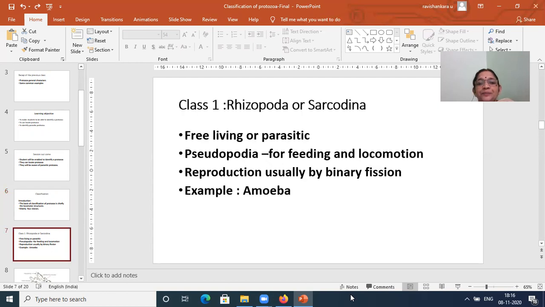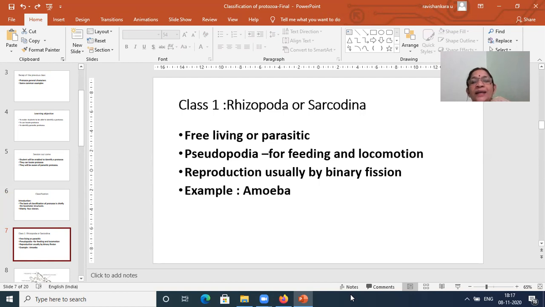So we will classify first the class Rhizopoda or Sarcodina. This class of protozoa are all free living, and they are found in aquatic habitat, and some of them are also parasitic. They possess pseudopodia as their locomotory structure, and they usually reproduce by binary fission. One example is amoeba. When we talk about the pseudopodia as locomotory structures, these are temporary extensions of protoplasm which are withdrawn, and there are various organelles inside the cell.